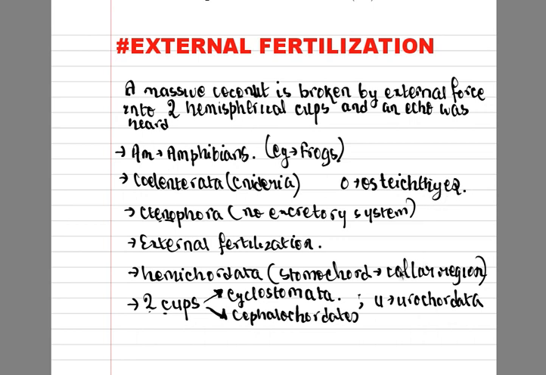Osteichthyes. Two hemispherical cups, it ends there, and now echo was heard, echo for echinodermata. These are the names under which they show all these divisions, and organisms under these divisions show external fertilization. Let's go to the next part.